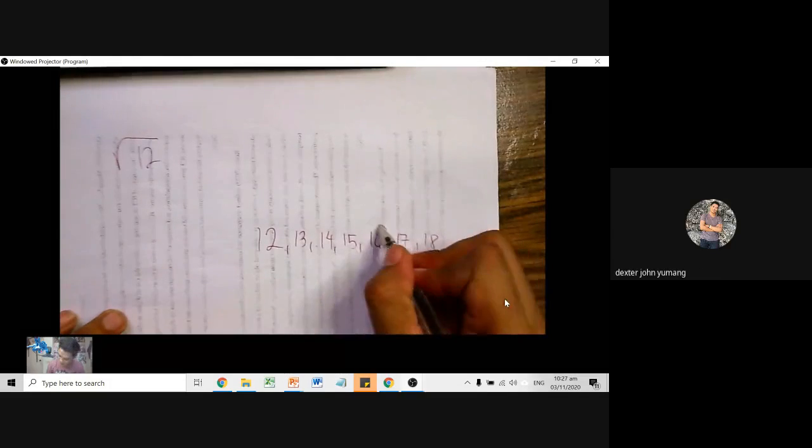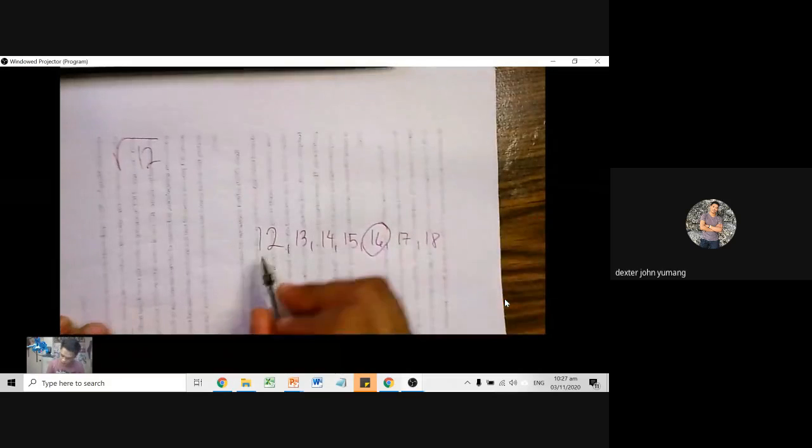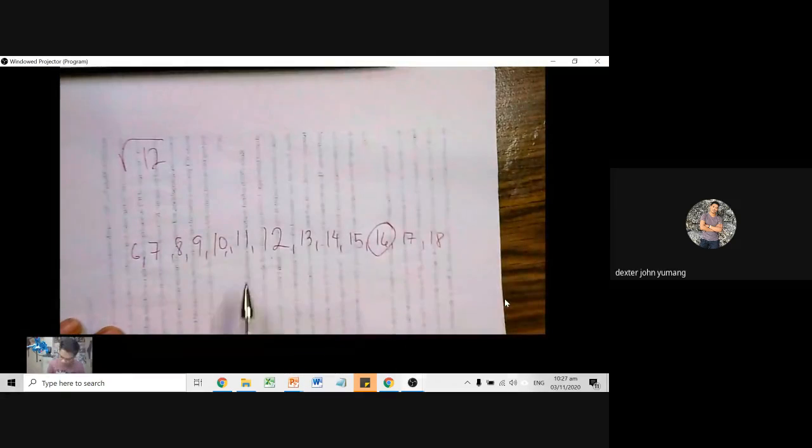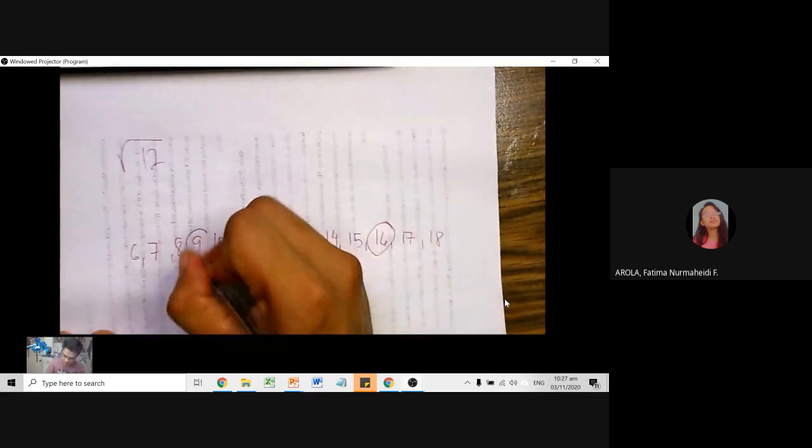Meron na bang perfect square dito sa linya na nagawa ko? Ano po yun kung meron? 16. Yes, 16, bilugan. Next, 12, 11, 10, 9, 8, 7, 6. Meron na bang perfect square? 9. Opo, 9.